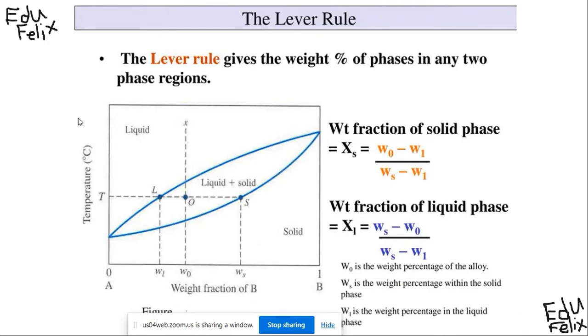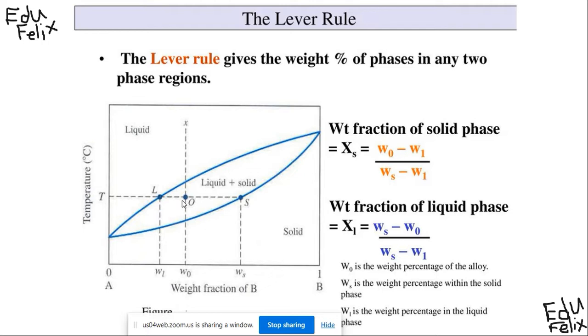So in those phase diagrams, you can apply the lever rule also. The lever rule gives the weight percentage of phases in any two phase diagram. So the lever rule you can use to find an unknown phase amount. As an example, if you know the compositions WL and WS, these two points, and you want to find out W naught, this is the way to find the amount here, right? You have to get the weight fraction of the solid phase, right?